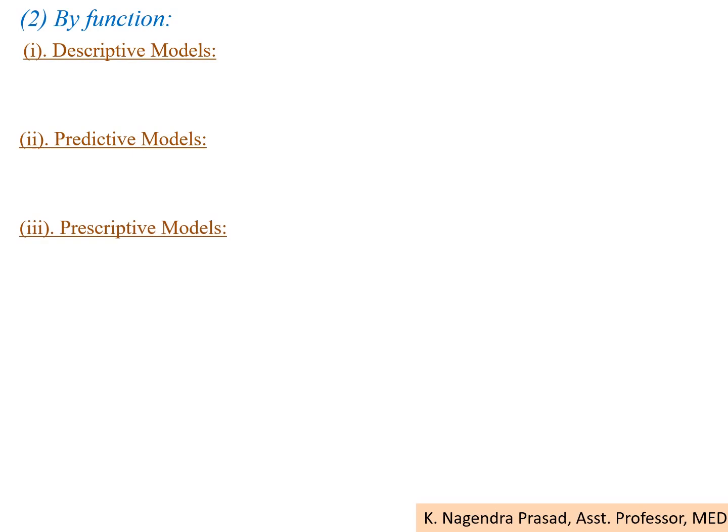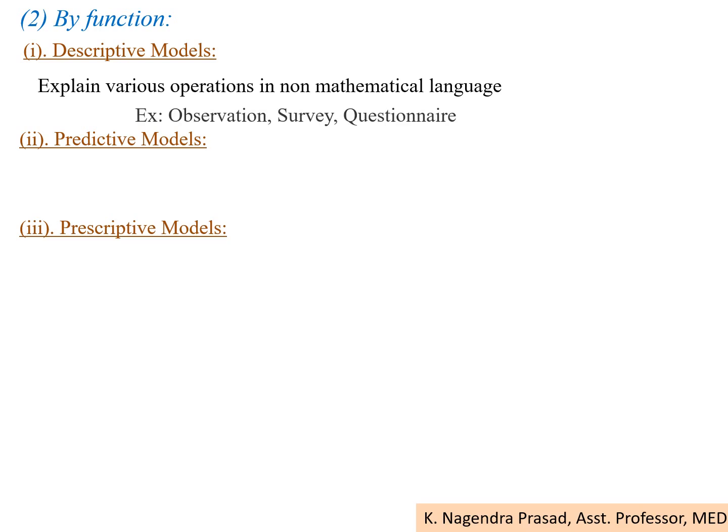Second one is classification by function. So, models by function are classified into three types. First one is the descriptive models. Descriptive models explain the various operations in non-mathematical language. Examples are where we collect the data by observation, by survey or by questionnaire.